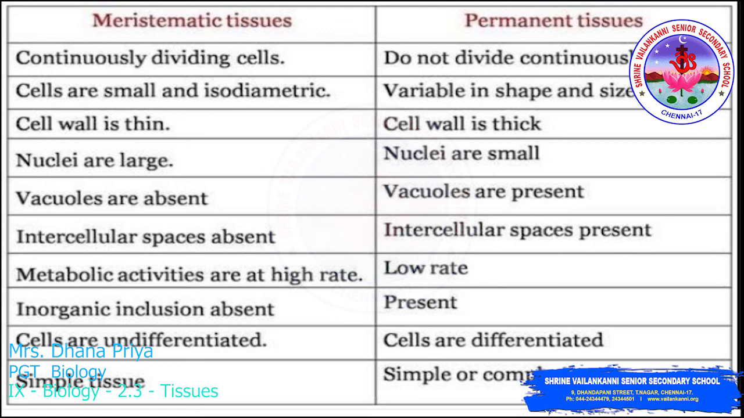In meristematic tissues, there are only simple tissues. In permanent tissues, it may be simple or complex. So based on the type, it is divided into simple permanent tissue and complex permanent tissue. So these are all the differences between meristematic tissues and permanent tissues.